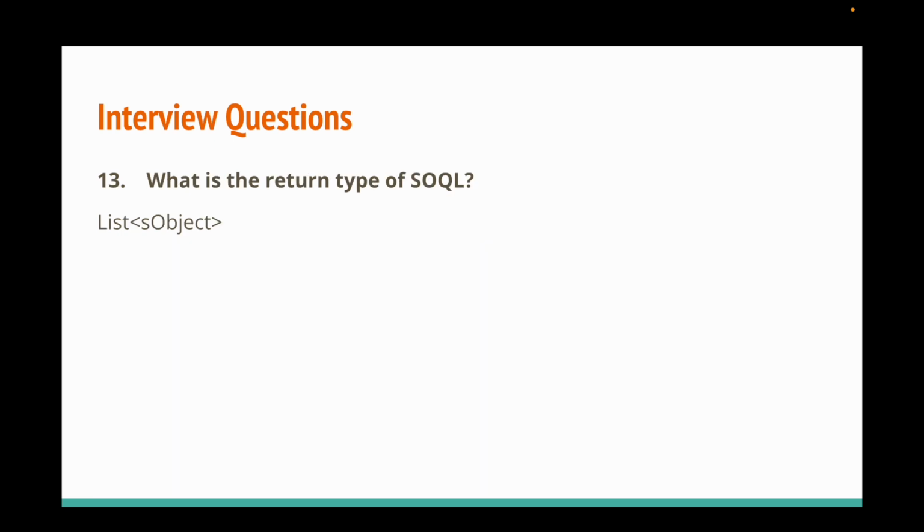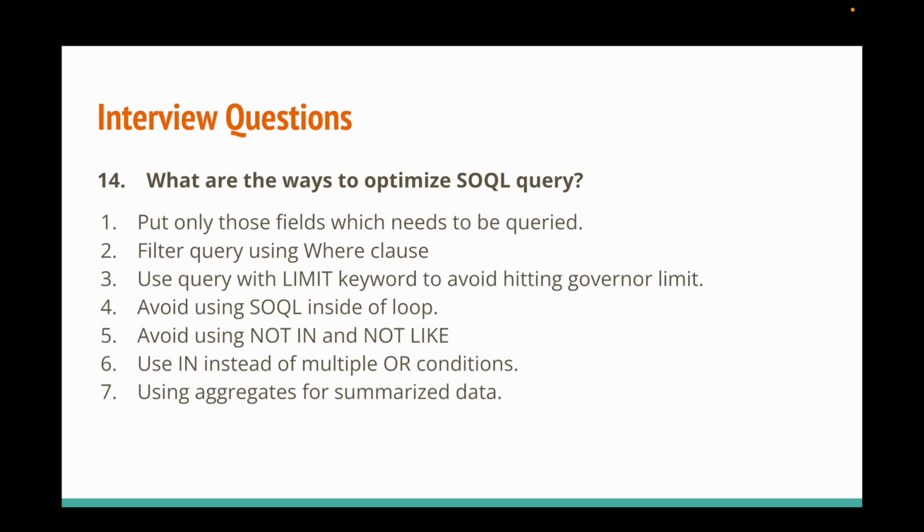Now we have the next question: what is the return type of SOQL? So it is a list of standard sObject. If you have worked on SOQL, this question is very easy. And then the next question, a total of 19 questions we have. Let's move on to the next, that is, what are the ways to optimize a SOQL query?